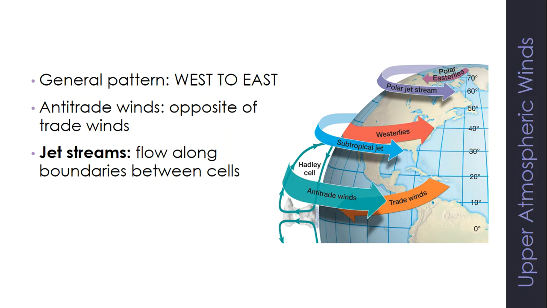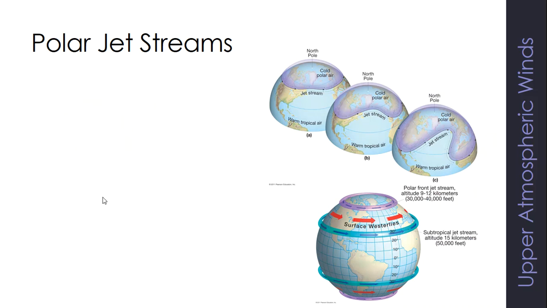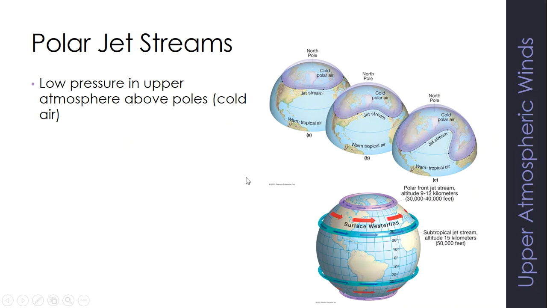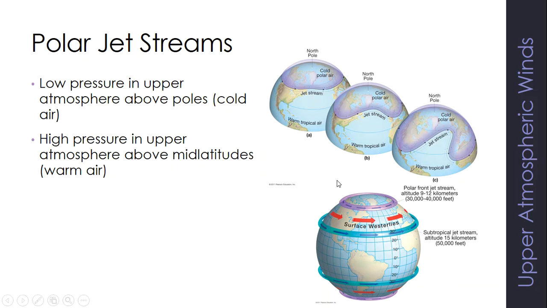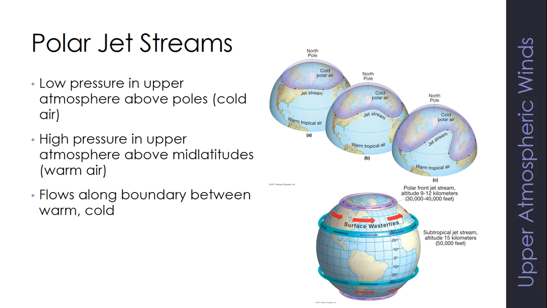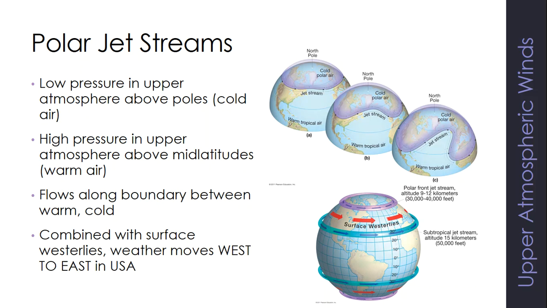And this is what creates our jet streams, which is the flow of air between the boundaries of these Hadley cells, right? And so we get polar jet streams. So you get this low pressure in the upper atmosphere above the poles, this very, very cold air, high pressure in the upper atmosphere above the mid-latitudes again. And so this air flows along the boundary between warm and cold, pushing things from west to east. And so combined with the surface westerlies, the weather moves from west to east in the United States.